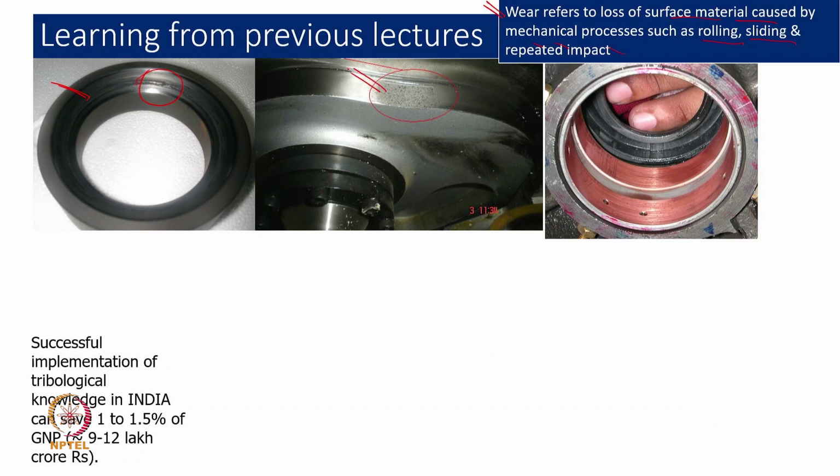We also showed in a previous lecture the nose of the cam getting worn out, while this was an earlier one where a change in velocity brings wear from a surface. And this was also shown as a kind of abrasive wear, obviously three-body abrasive wear in engine bearings. And we also covered that if we successfully implement tribological knowledge in India, we can save roughly 9 to 12 lakh crore per year.